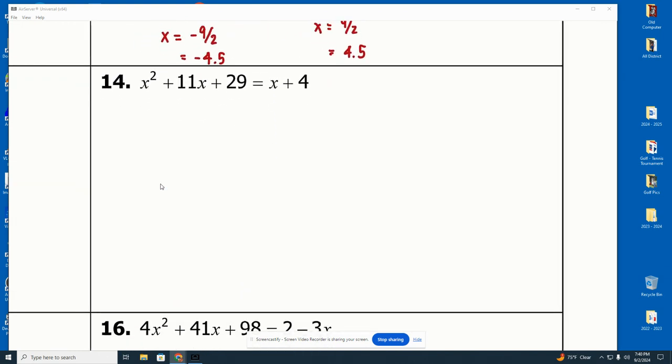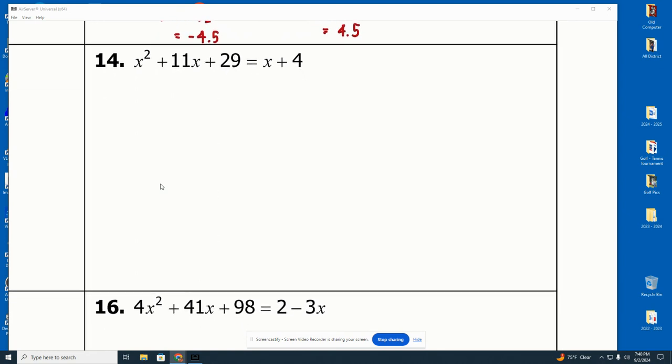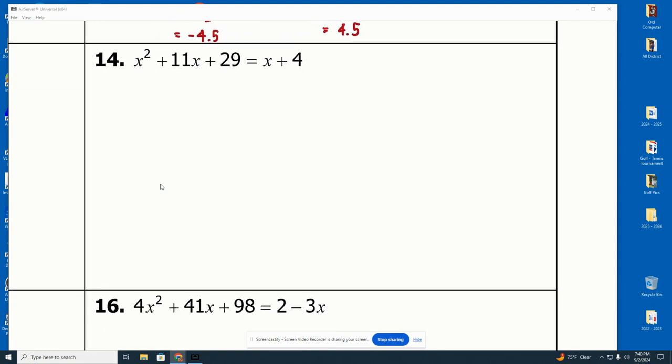Moving on to number 14. Looks like we got quite a bit to move here. So let's get started. I'm going to subtract this x from the 11x. Why? Like terms. I'm going to subtract this 4 from the 25. Same reason, like terms. So here we go. Let's see what we're left with.